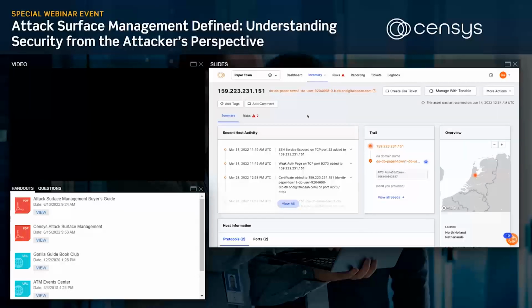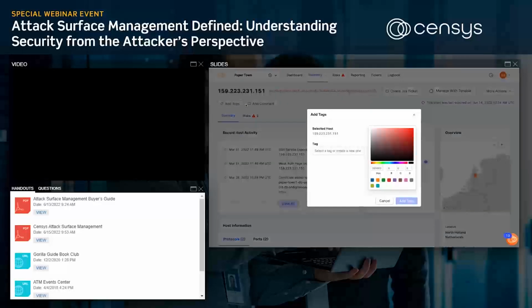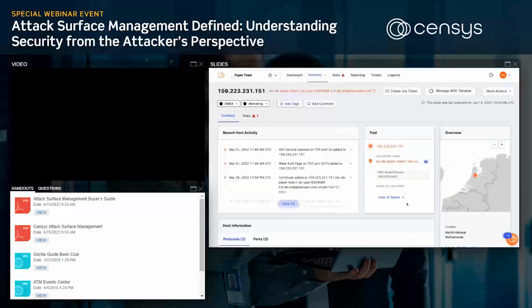Maybe there's folks from a different team that log into this platform as well. I want them to be up to speed immediately. So I'm going to add some tags. On this particular one, I think this belongs to marketing, and I know that ultimately the EMEA team will be responsible for this. So I will go ahead and add those tags.